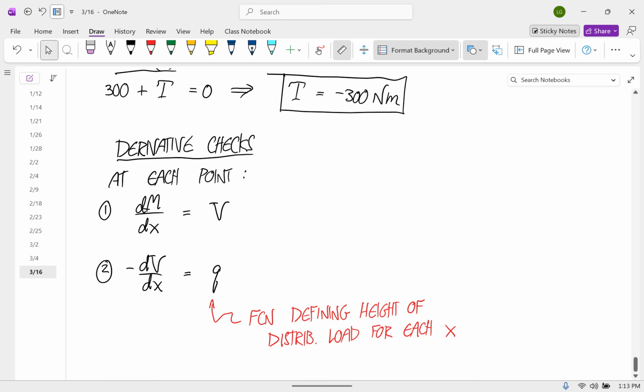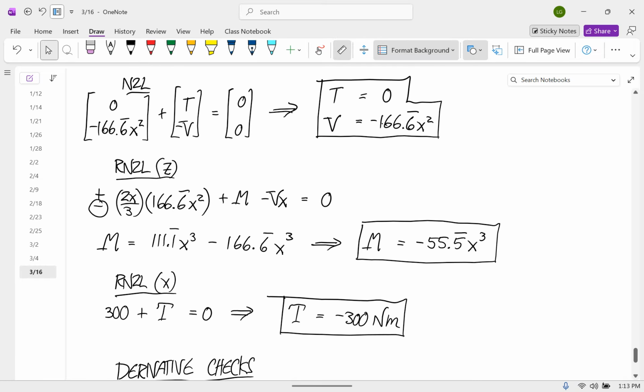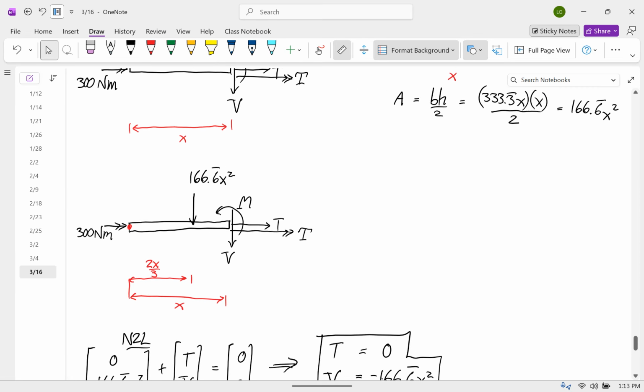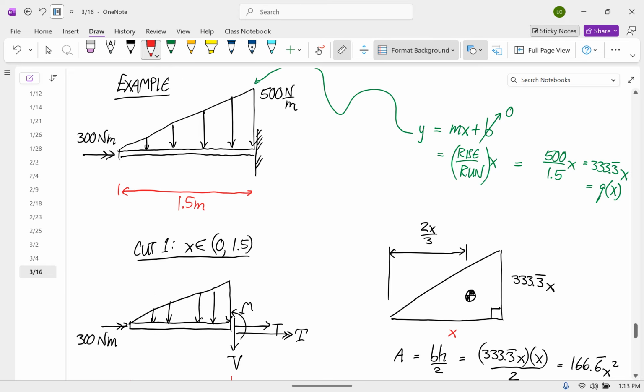So let's check this. dM/dx, if you take the derivative of M with respect to x, you get negative 166.6 repeating x squared. And that's our V. And now if you take the negative derivative of V with respect to x, that gives you positive 333.3 repeating x. That gives us our function, up here, that defines the height of our distributed load.